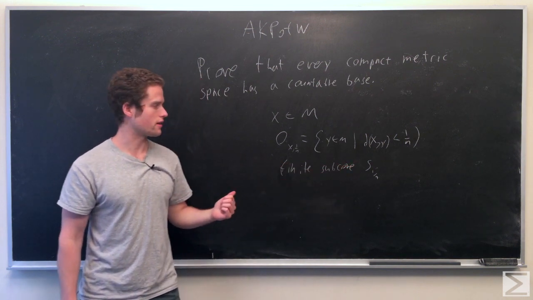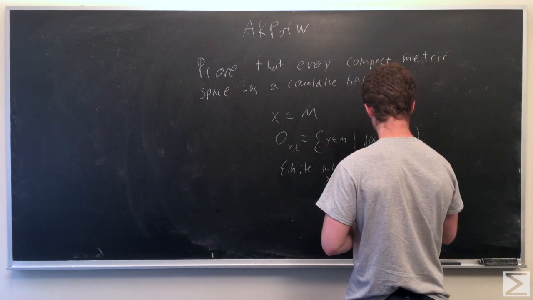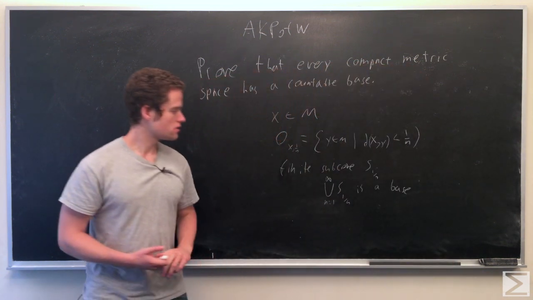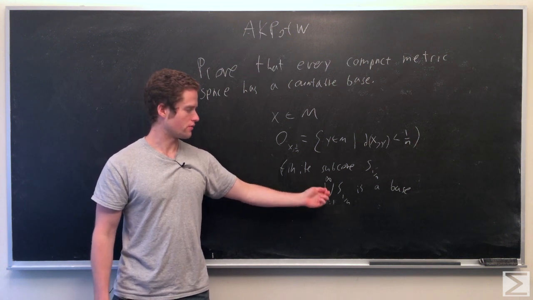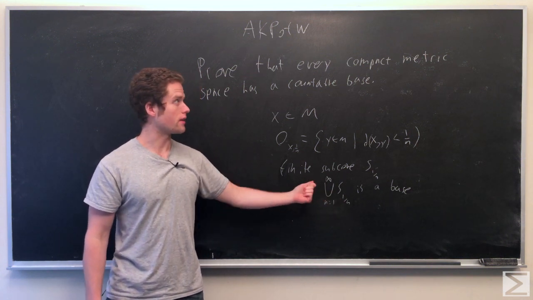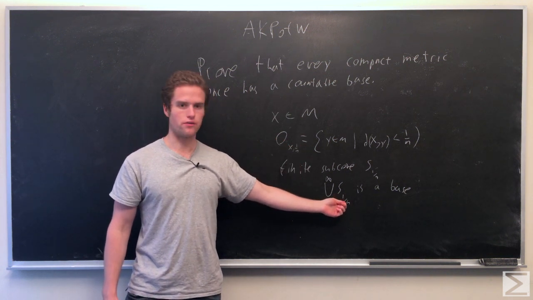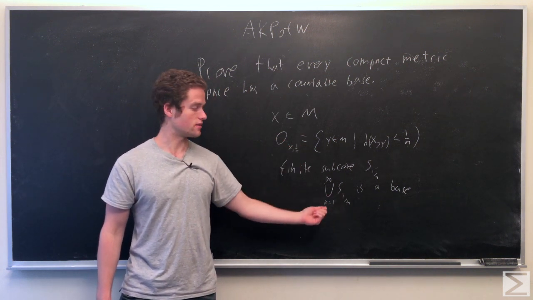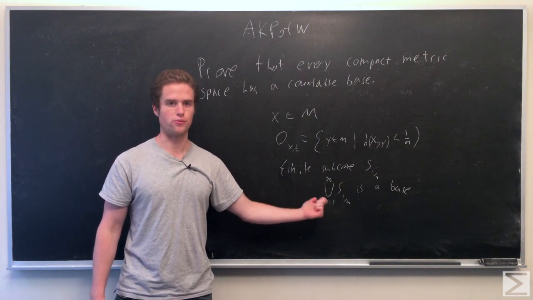Then we want to prove that the set of all open balls in the union from n equals 1 to infinity of S_{1/n} is a base for our compact metric space. This is a countable union of a bunch of finite sets, so it is itself countable, and we just want to prove that it's a base, and that will be our countable base.